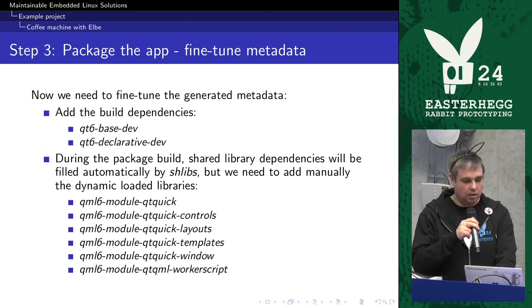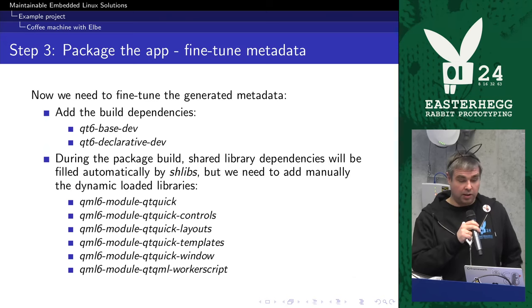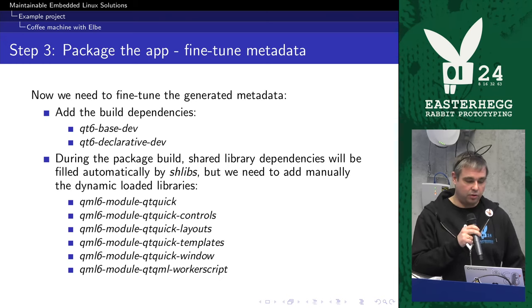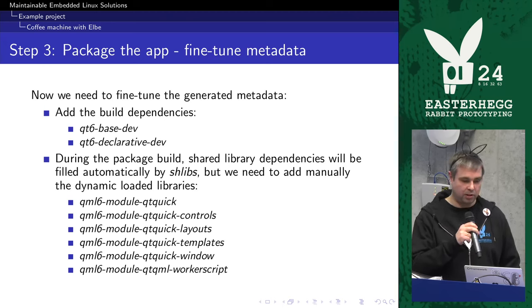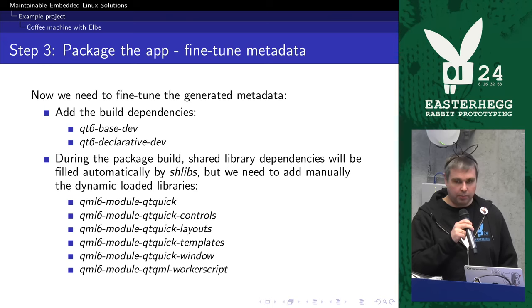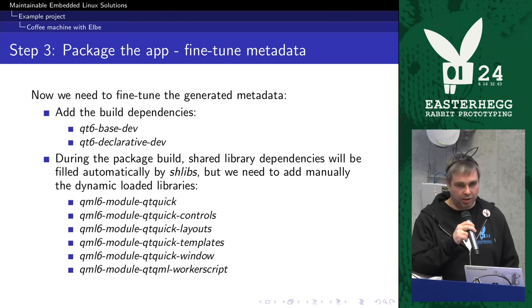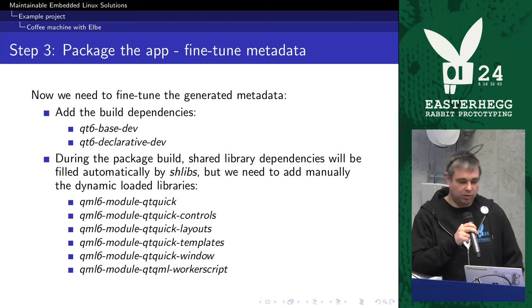And I need to fine-tune this metadata a little bit so that it can be built in a clean environment. Therefore, I need to do two things. I need to add the build time dependencies, my qt6-base-dev and my qt6-declarative-dev again. And the Debian tooling inspects the resulting binary for required shared libraries, but it cannot find the libraries dynamically loaded by Qt. So you need to find out these dynamic dependencies by yourself and add them for the binary package. Both is done by modifying this control file.